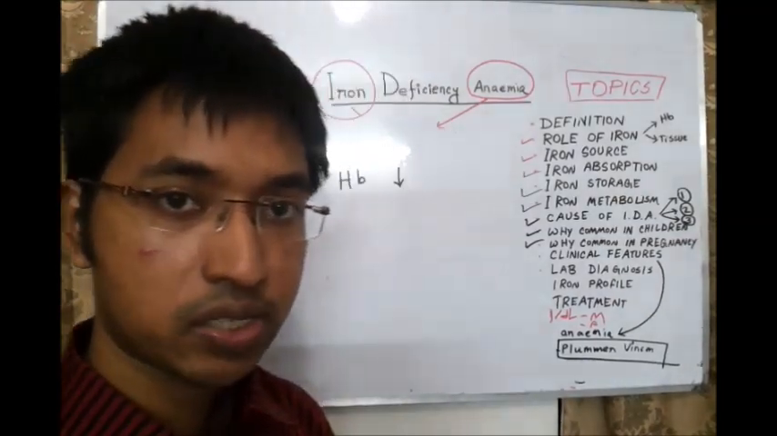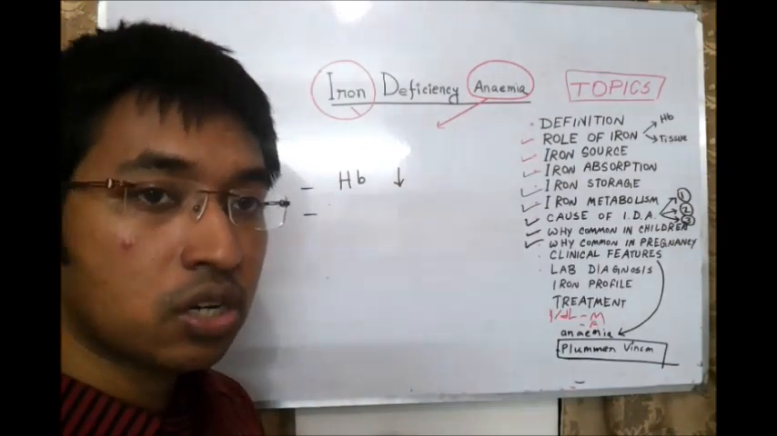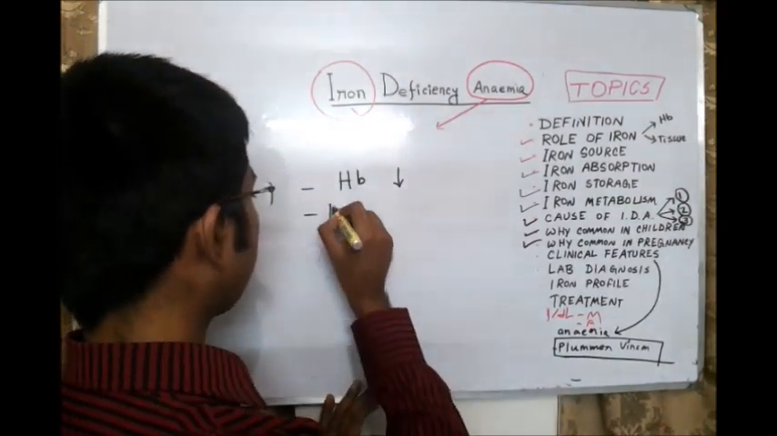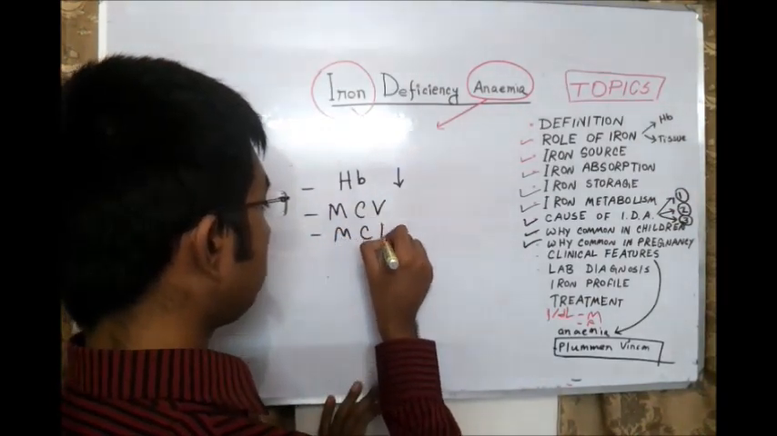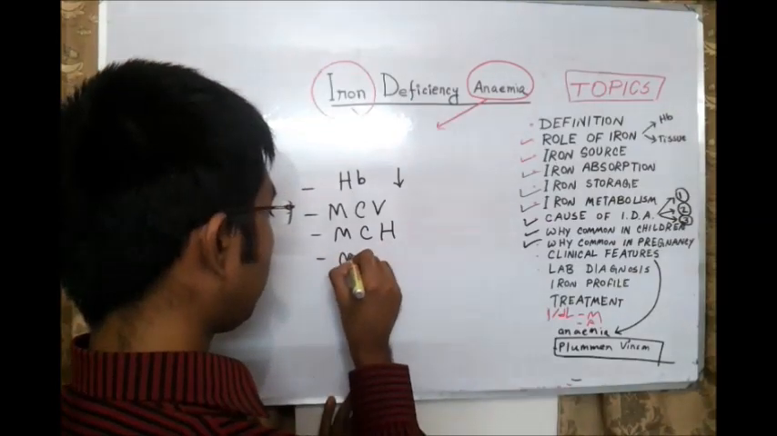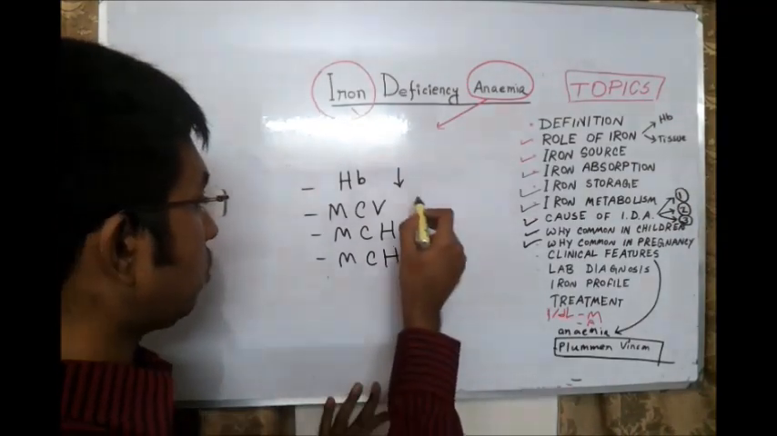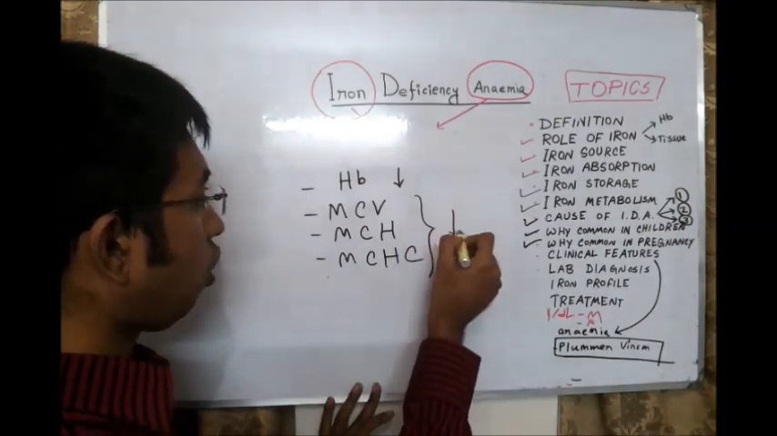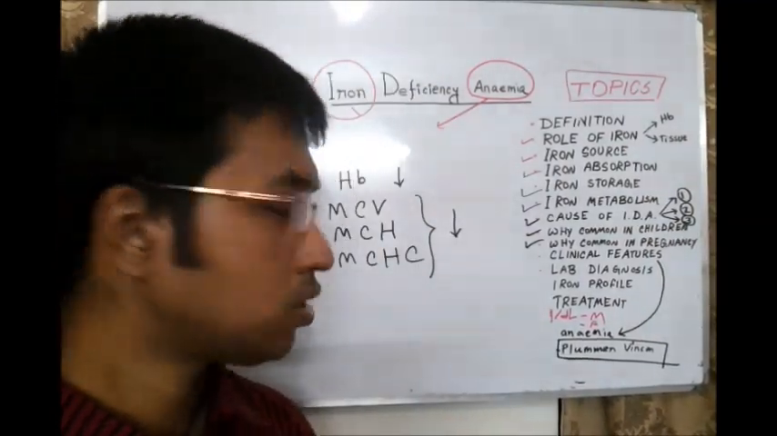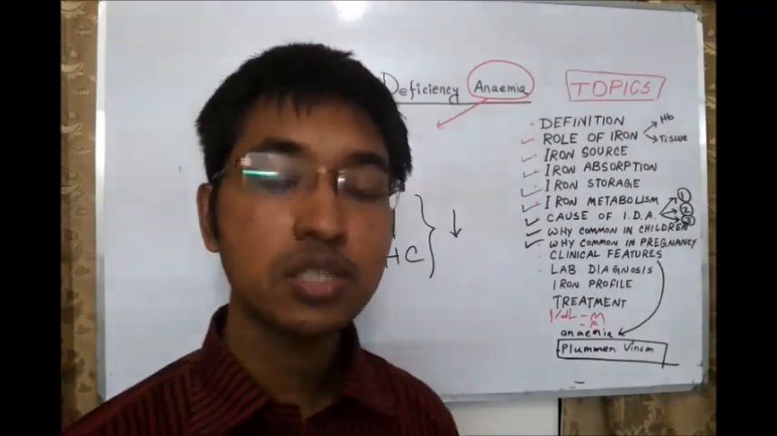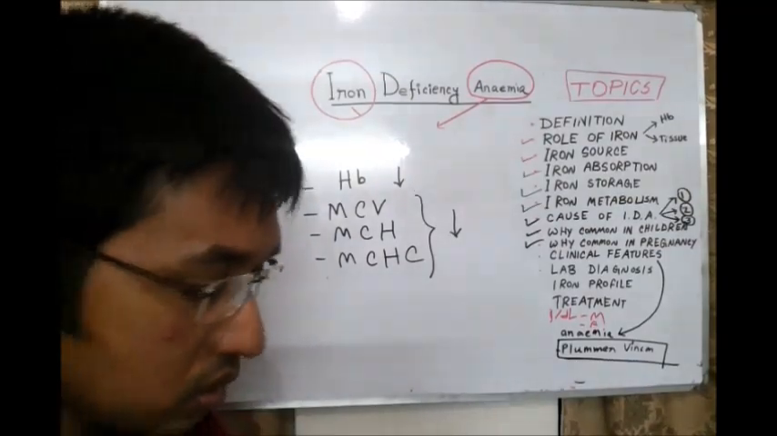Can you recall what the red cell indices are? There are three things that indicate the condition of the red cells: mean corpuscular volume, or MCV, mean corpuscular hemoglobin, MCH, and mean corpuscular hemoglobin concentration. These three are known as red cell indices. All will be decreased below the normal level in iron deficiency anemia. What will we see in the blood film? Now this is important.